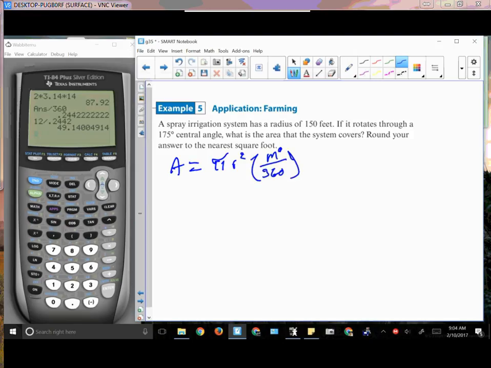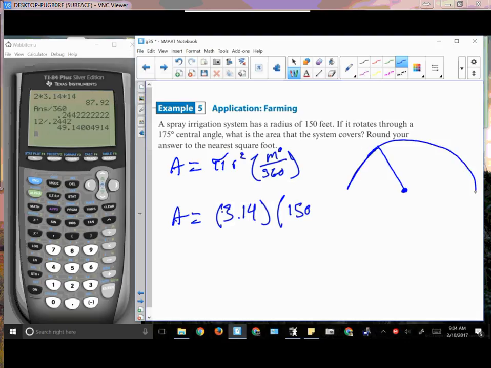So plug in the information that we have. Area is equal to pi, okay, 3.14 because it wants it to the nearest square foot. Radius, 150 feet. How do I know that? Well, if you got a spray irrigation rig, it sits here, the boom goes out this way, right? And we'll make an arc as it goes. That's 150. If you don't know what the picture is going to look like, ask, draw it out. One of those two ways is going to get you to what you need.